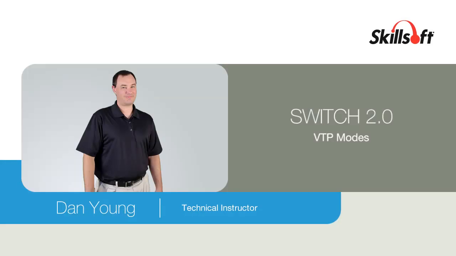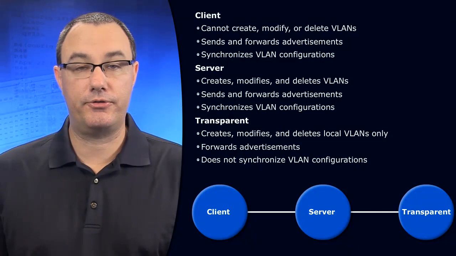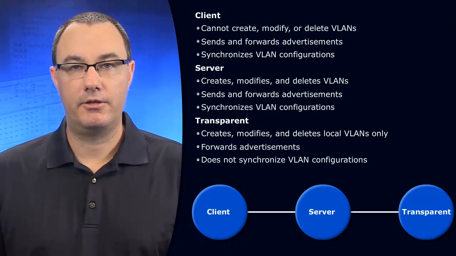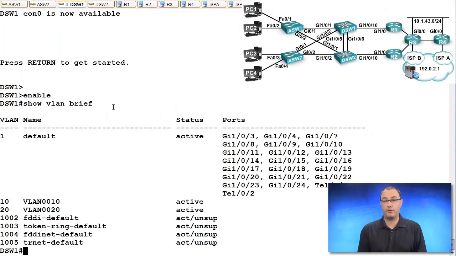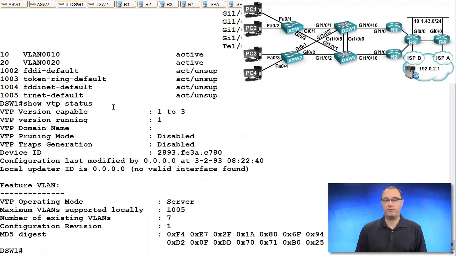There are three modes of operation when it comes to VTP: client, server, and transparent. Now, I have not touched my configuration with regards to VTP, so let's take a look at what we're running. The command to view the generic VTP information is show vtp status.